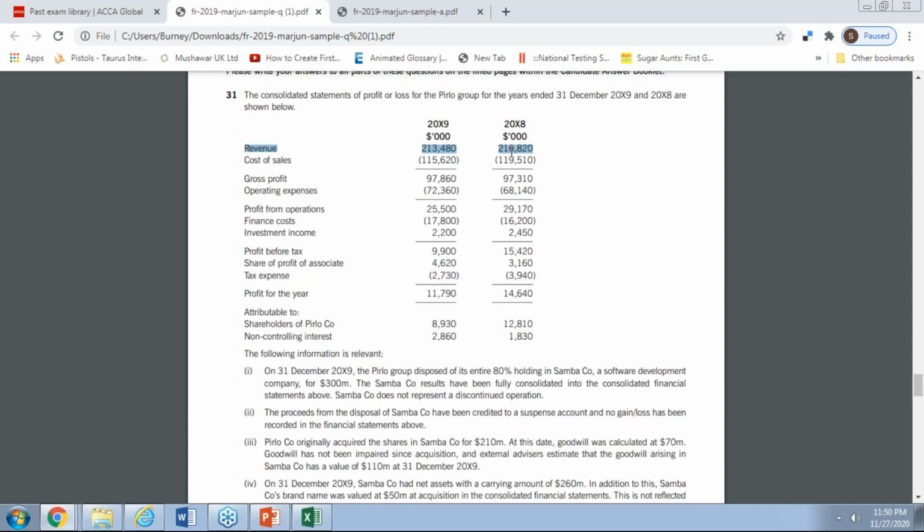So if Samba company's revenue remains constant over the period, there will definitely be a decline in the revenues of other members of the group, which might be Perlo Group, Perlo Company, which is the parent company, or its subsidiaries. So you have to identify this point as well. Okay.